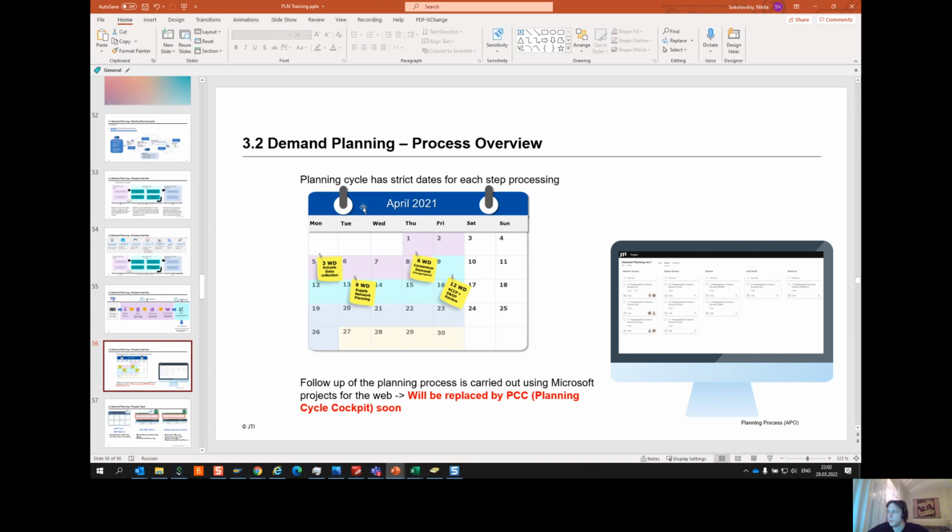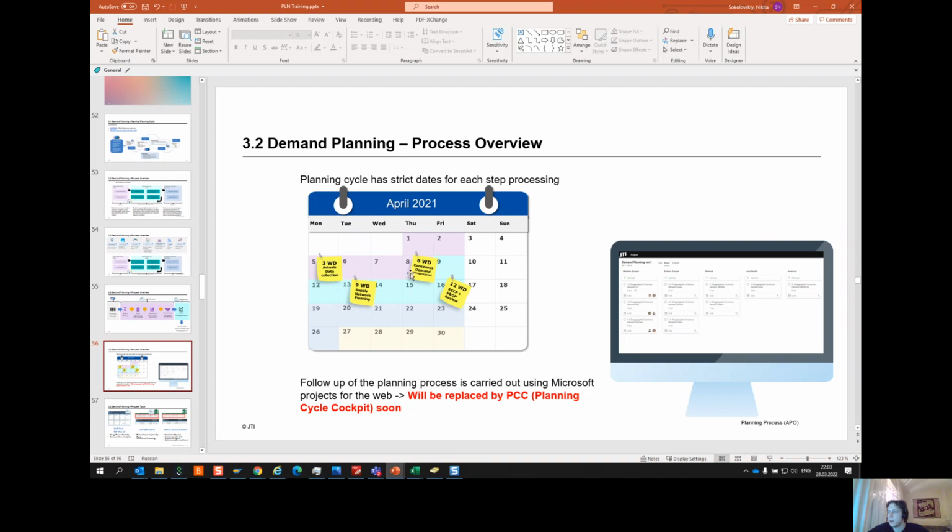So again, this slide represents the planning calendar. You see, for example, April 2021, on the third work day, we start to collect the actuals data. Actuals means the statistics from past months on how much we sold. Then we collect this actuals data, and on the sixth working day, we already need to come up with consensus demand disaggregated.